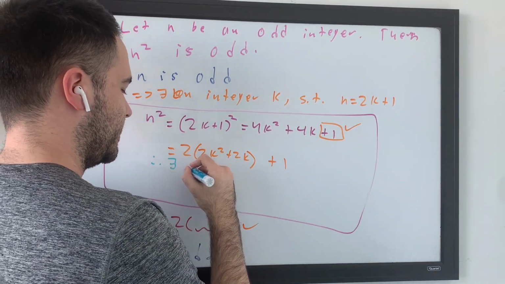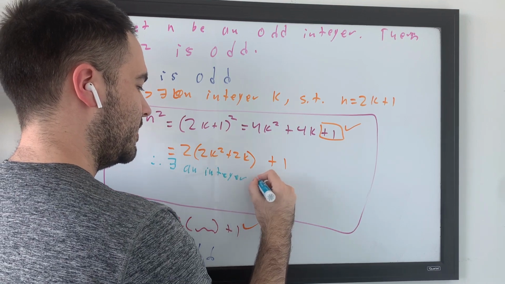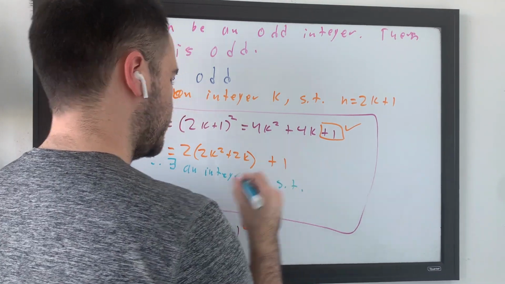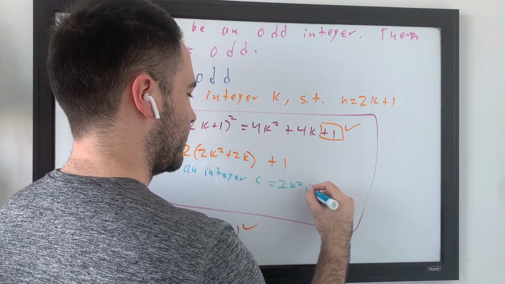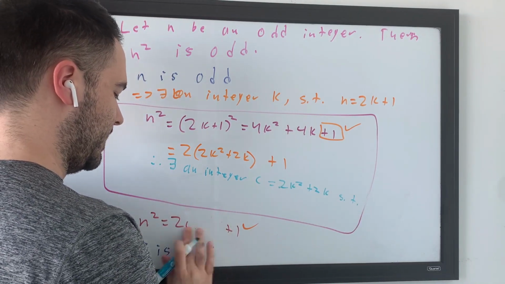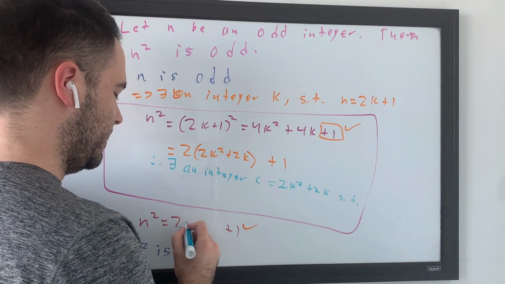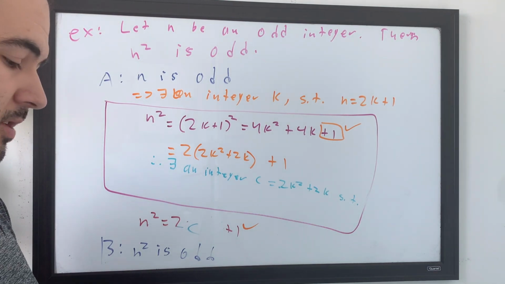Therefore, there exists an integer c, which is equal to 2k squared plus 2k, such that n squared is equal to 2 times c plus 1. Therefore, n squared is odd.